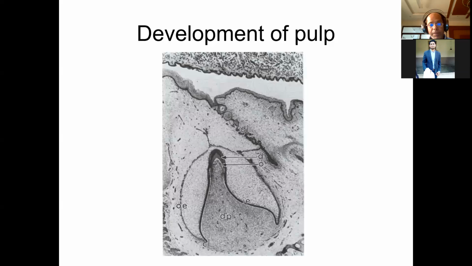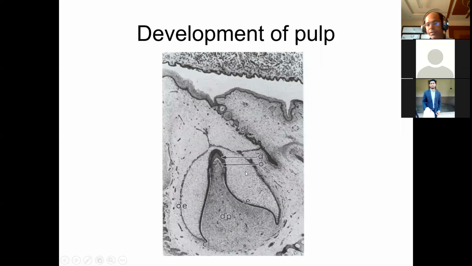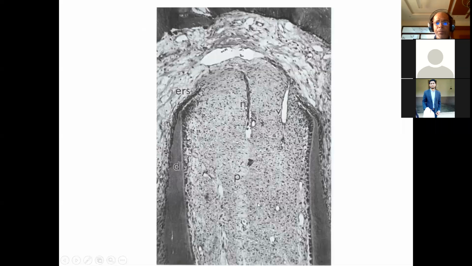In the development, we discussed that the pulp has a dental papilla. Here you can see the outer dental epithelium and inner dental epithelium. It is of epithelial origin, but the dental pulp originates from the ectomesenchymal cells, which make the structure called the dental papilla. Then the dental papilla is converted into dental pulp and provides the cells for the formation of the dentine as well. So this is formative, as you know, and it also has a role in the formation of the roots of the teeth.